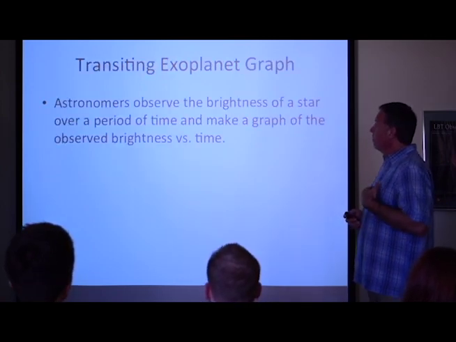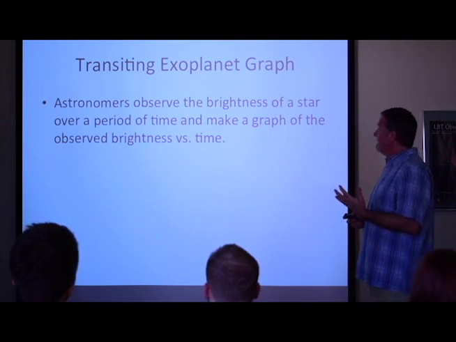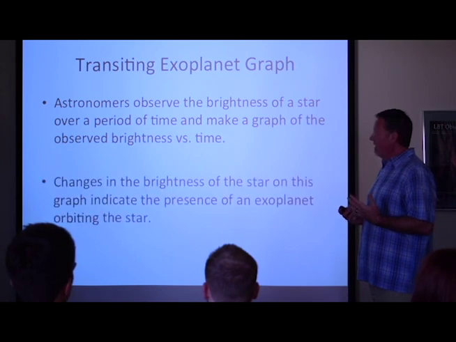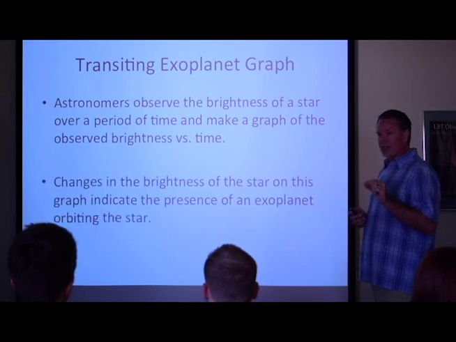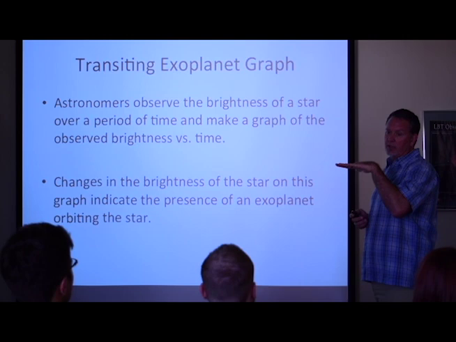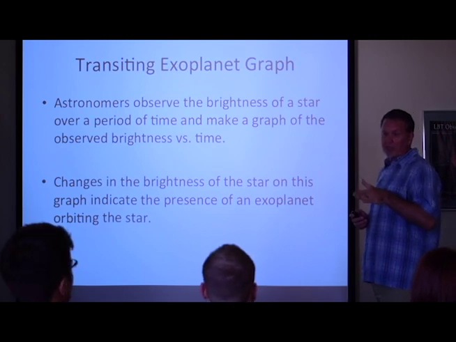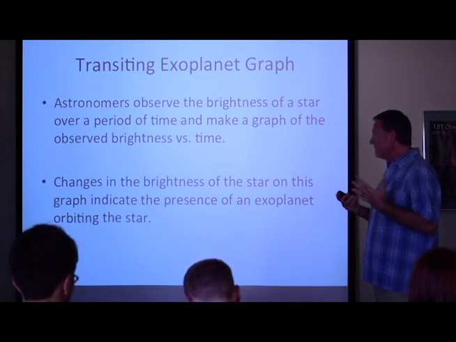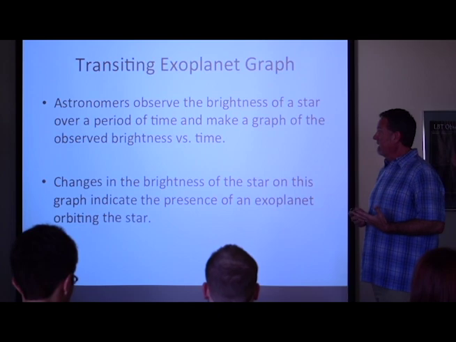So when we look at a star and we see how the brightness of the star changes over a period of time, we can make this graph. And in the graph, there'll be changes in brightness, and I'm going to call that place where the light goes down as a result of becoming less and less because the planet is blocking that, a dip in the brightness of the star. So we see dips in this graph to indicate that there's a planet there.